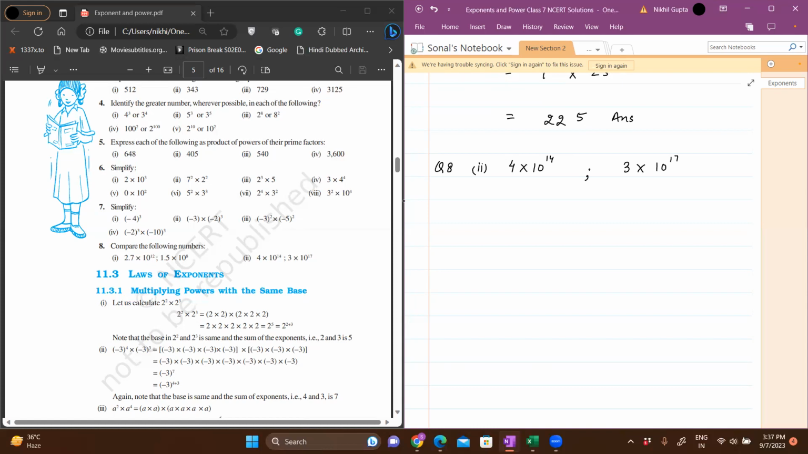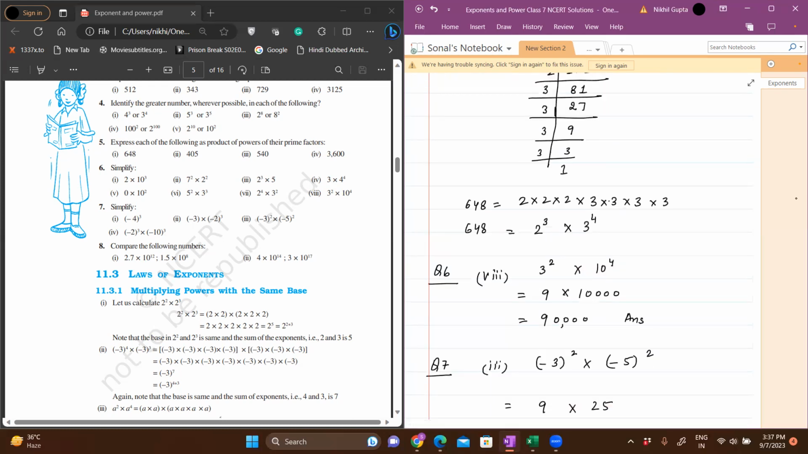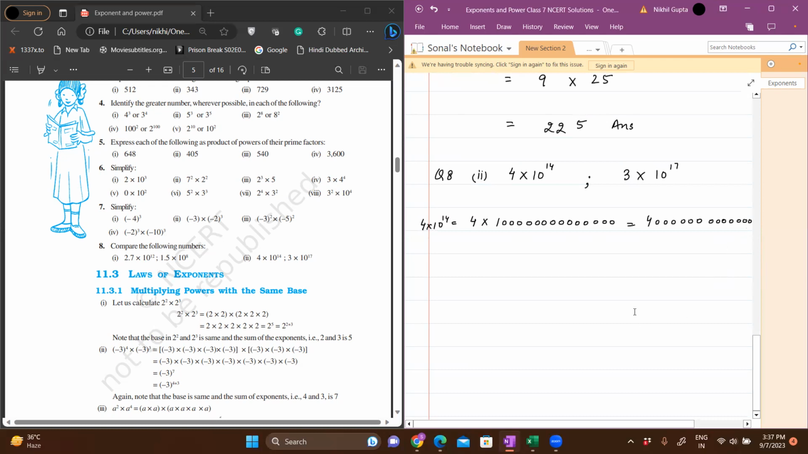4 into 10 to the power 14 means 4 and 14 zeros. Matlab, 14 zeros. 4 multiplied by 1 and 14 zeros: 1, 2, 3, 4, 5, 6, 7, 8, 9, 10, 11, 12, 13, 14. Right? This is 4 into 10 to the power 14, which is ultimately 4 and 14 zeros. 13 zeros, and one more 0 will come. I am putting it here, 14.